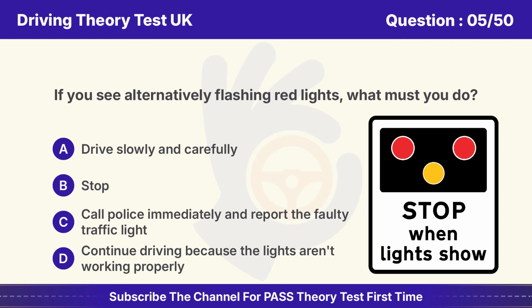Question 5. If you see alternatively flashing red lights, what must you do? Option A. Drive slowly and carefully. B. Stop. C. Call police immediately and report the faulty traffic light. D. Continue driving because the lights aren't working properly.